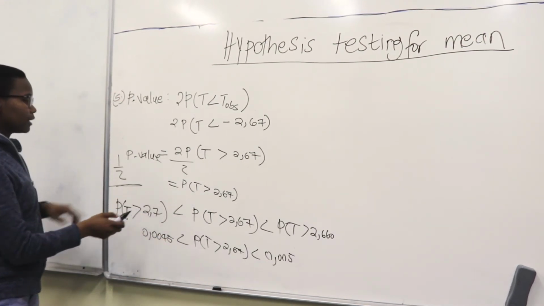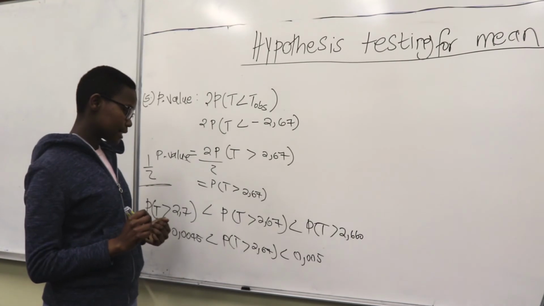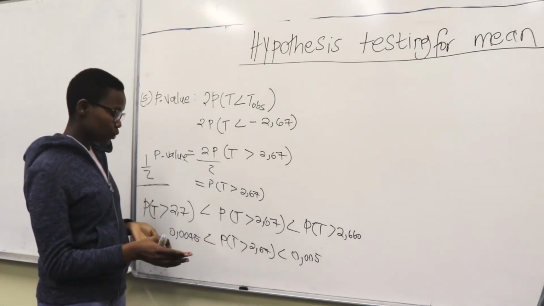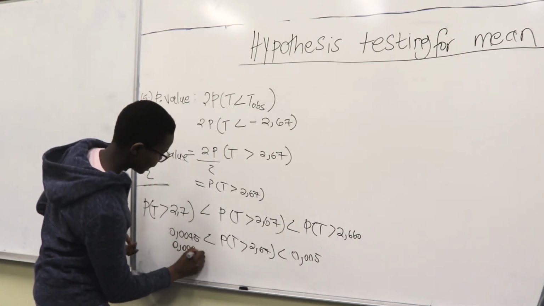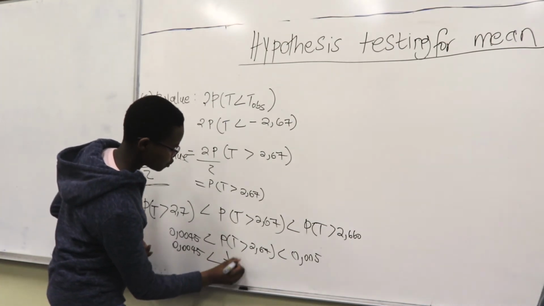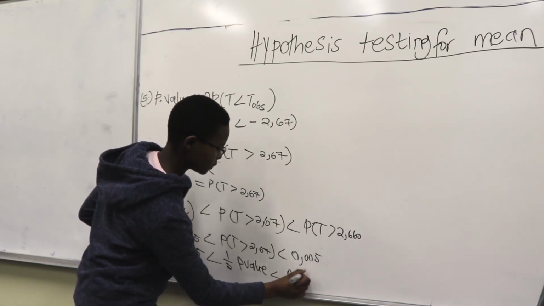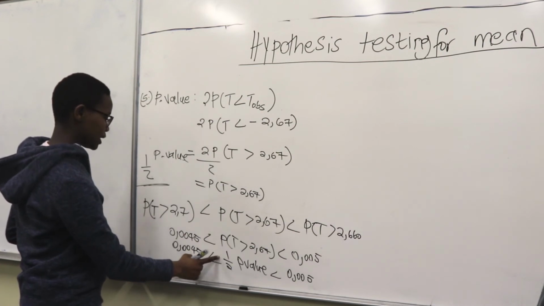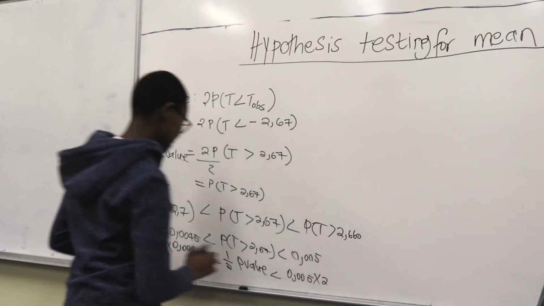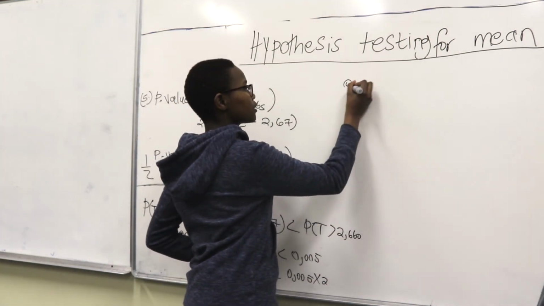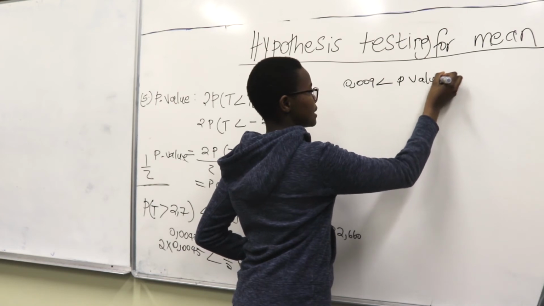And then still remember, here we divided by 2. So we must bring it back now, because what we want is the p-value. You want to bring it back now, so it's 1/2 the p-value. You times by 2 on this side, and you also times by 2 on this side. So it's going to be 0.009, and then your p-value is going to be between these numbers.